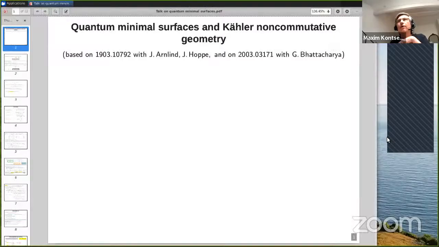Okay. So this is a talk which, in fact, I gave an essentially identical version of a bit more than a month ago, but in Russian, so not everybody was able to follow. It's based on two papers, one with Joachim Arndt and Jens Hoppe on quantum minimal surfaces, and another with Gaurav Bhattacharya on Kaehler non-commutative geometry, and the subjects are closely related.